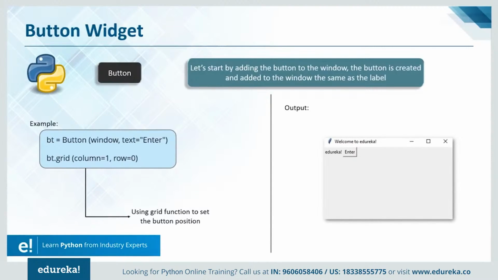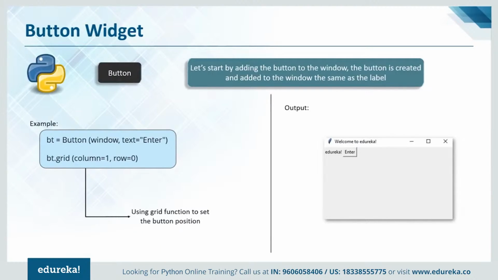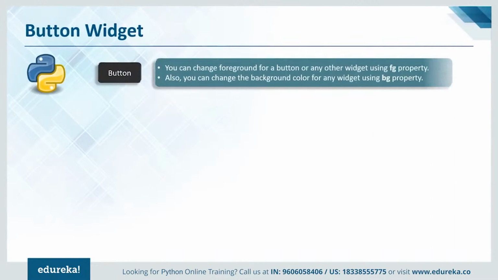So as you can check out from the output, we have Edureka and the button we have is enter. It has been kept in the first column, so it is on the top left. This is because the grid function takes two parameters, which are column and row. Since the column is 1 and the row is 0, the message appears in that particular place. In fact, we can also change the foreground for a button or any other similar widget as well.